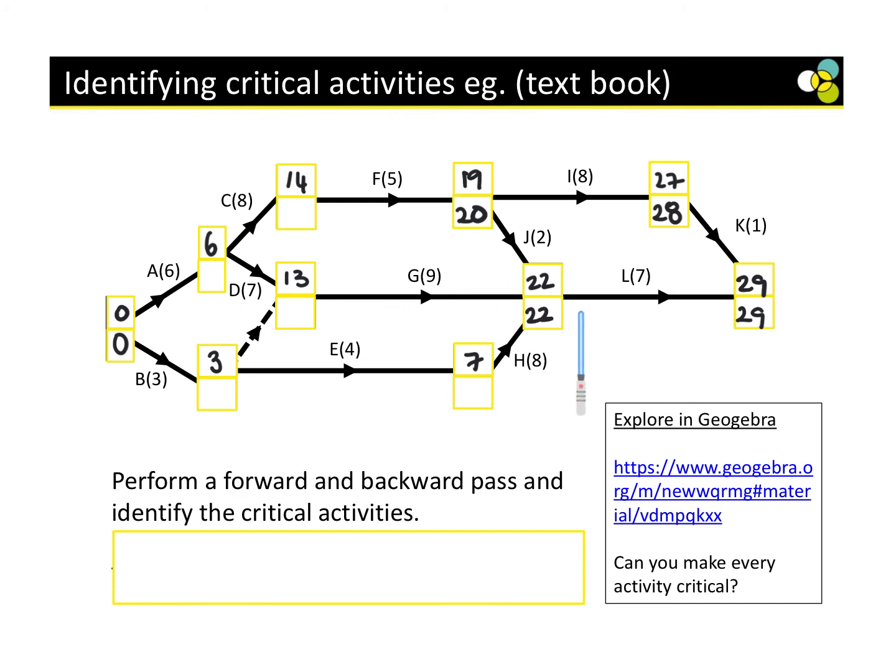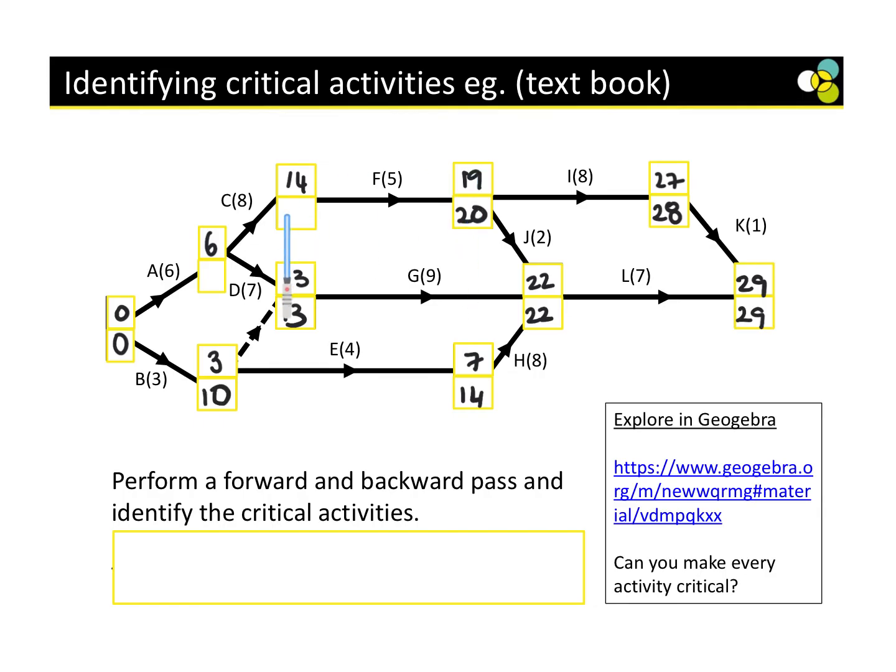Then from 22 backwards, take away 9 is 13. 22 take away 8 is 14. Okay, so we've got 13 take away 3 or 14 take away 4. Yeah, which is 10.